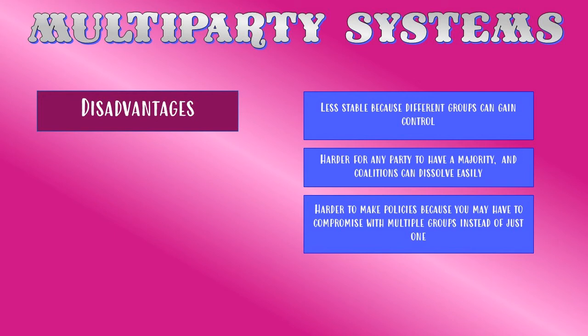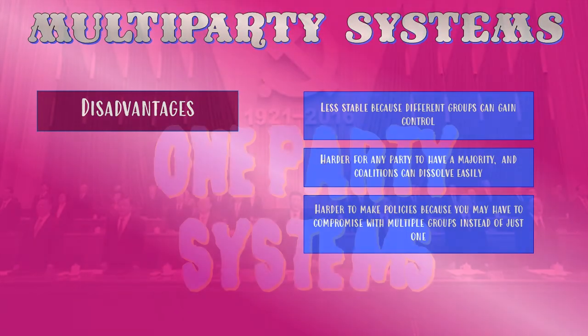And it's also harder to make policy here because instead of just compromising with one group of people, you're having to compromise with multiple groups. So that makes things a little more difficult.